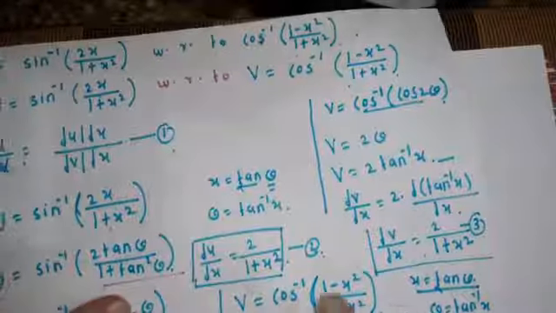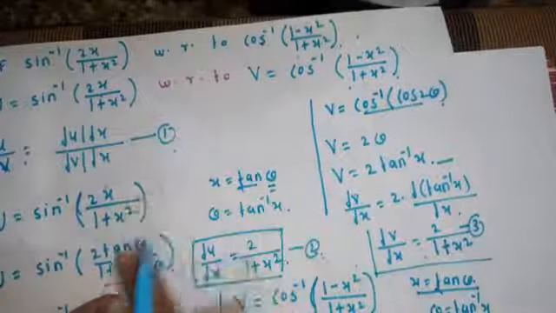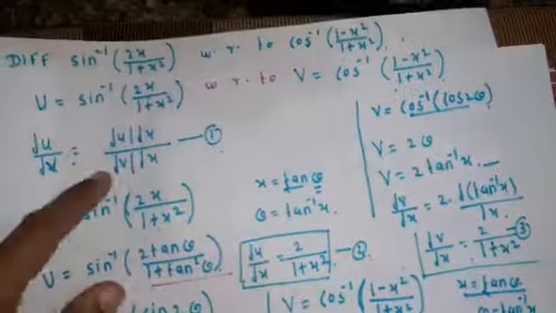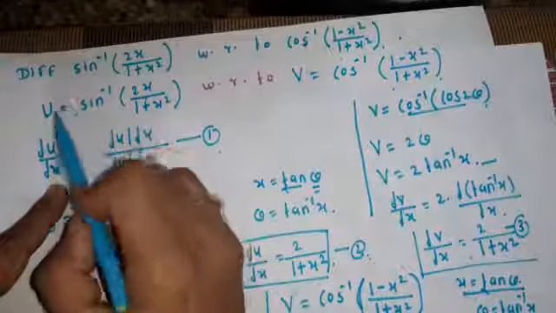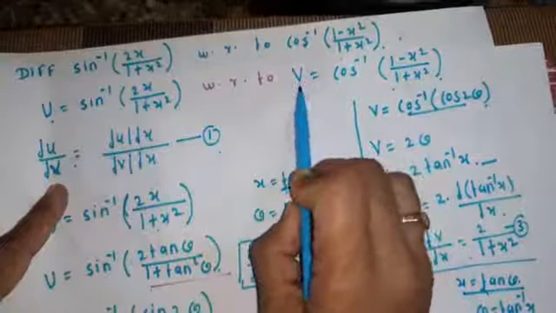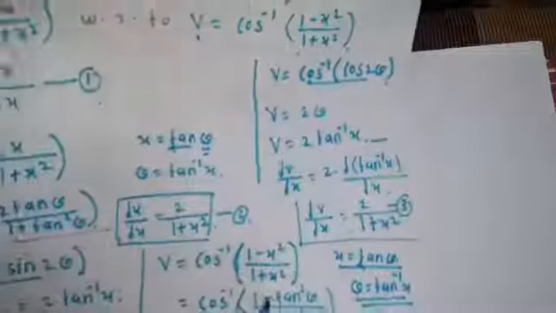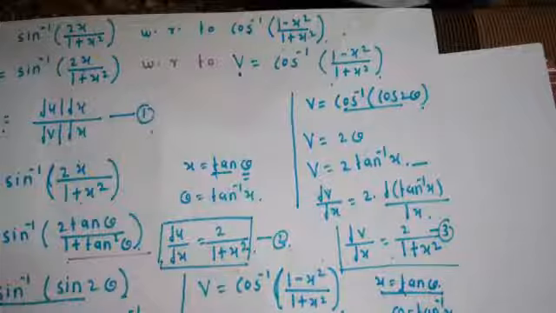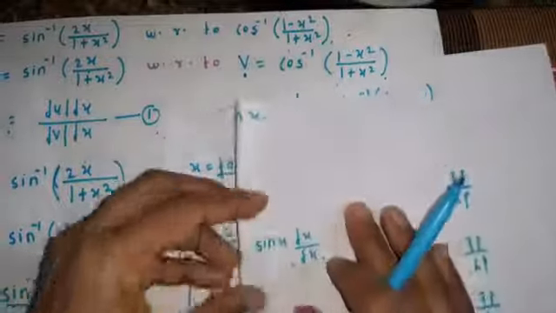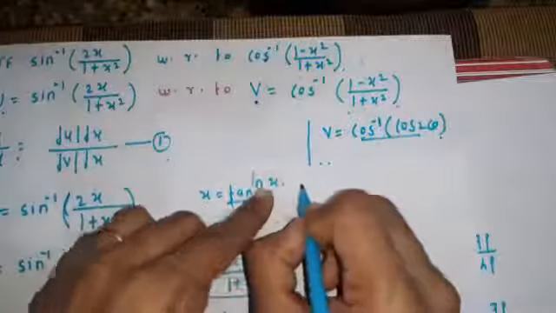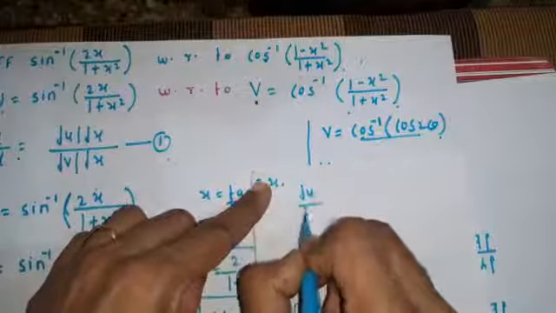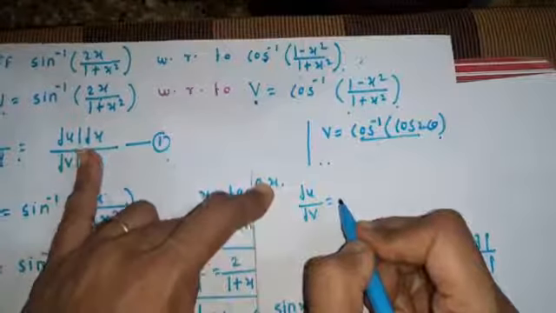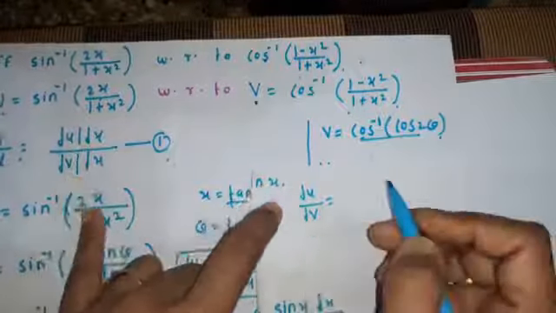Now put the values of 2 and 3 in 1. We get, what is 1? du by dv, that is the differentiation of u with respect to v. Therefore du by dv equals du by dx upon dv by dx.